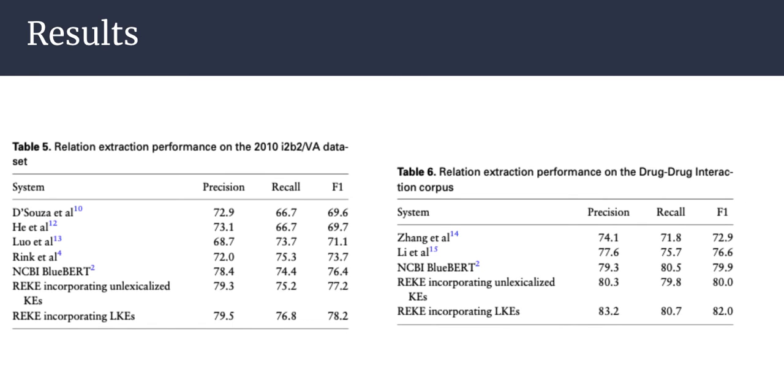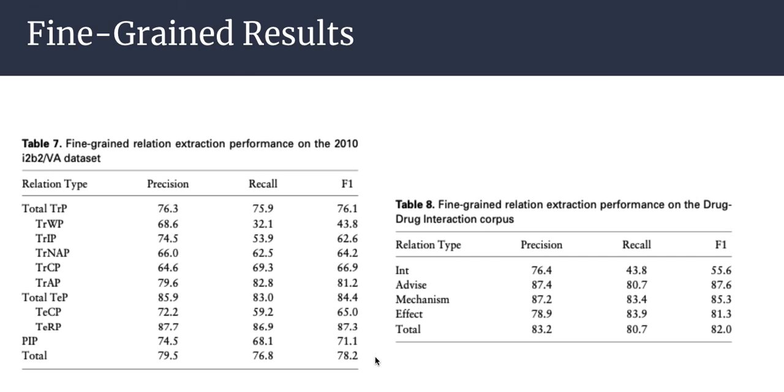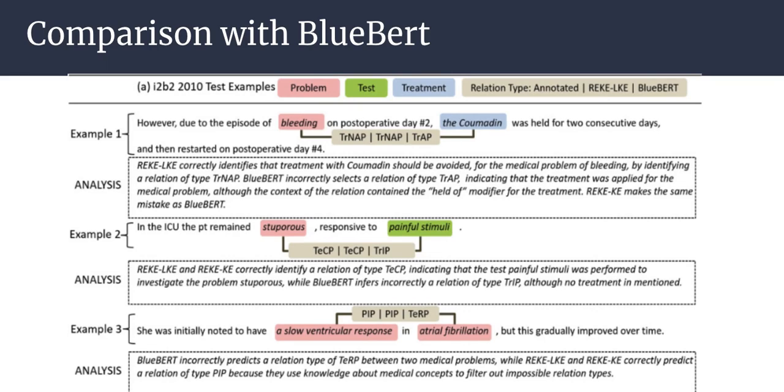These are the results. We can see that after incorporating the lexicalized knowledge embeddings into the relation extraction system, the accuracy improved by 2% in precision, recall and F1 score. And these are the fine-grained results according to the relation types. And this is an example after comparing it with BlueBERT.